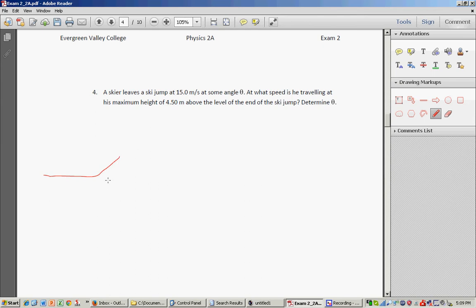Let's take a look at this one. So we have a ski that leaves a ski jump. That's a ski jump right here, and there is an angle here. See if I can write without making this messy. Okay, I was able to. So there is an angle theta, which we don't know. We need to find that.